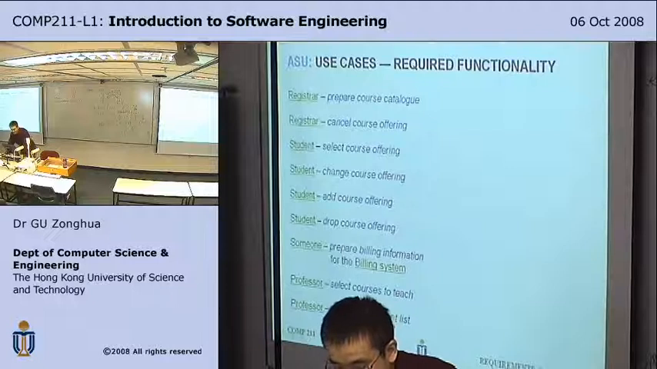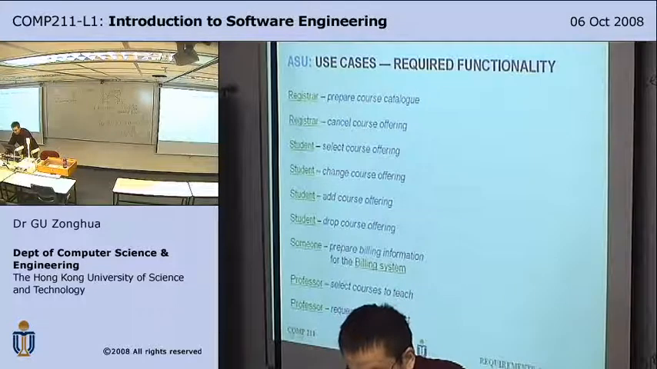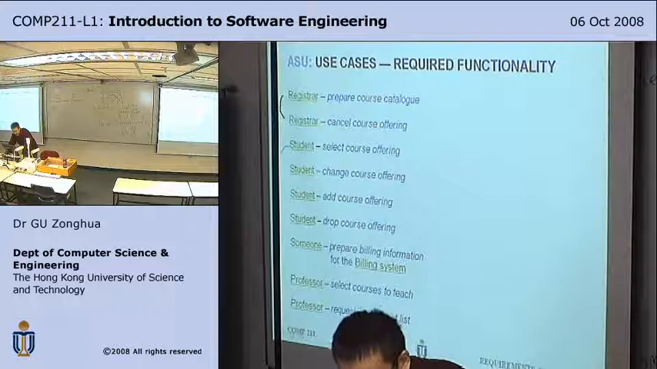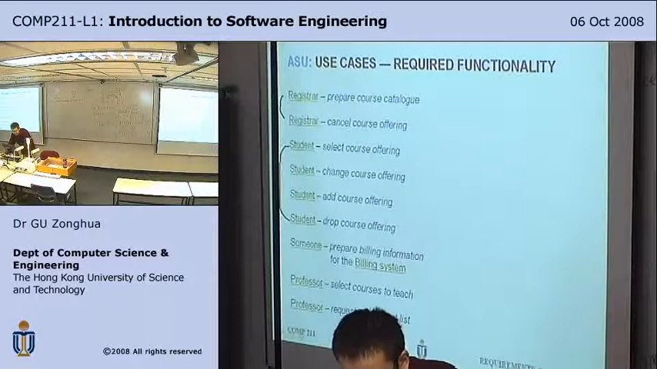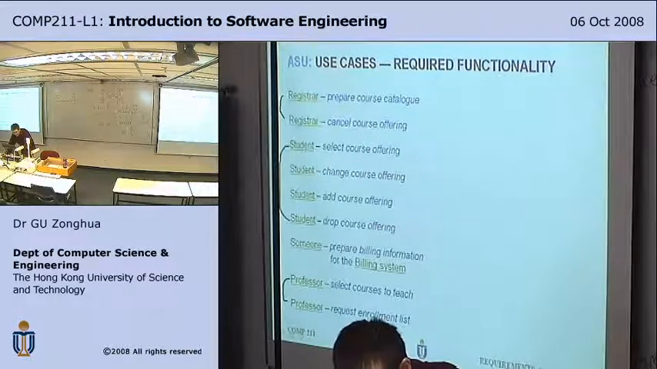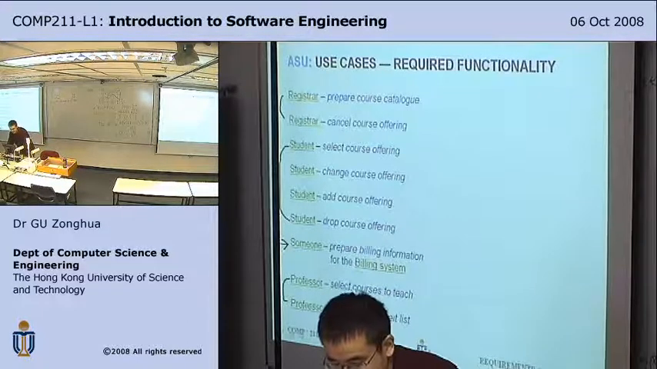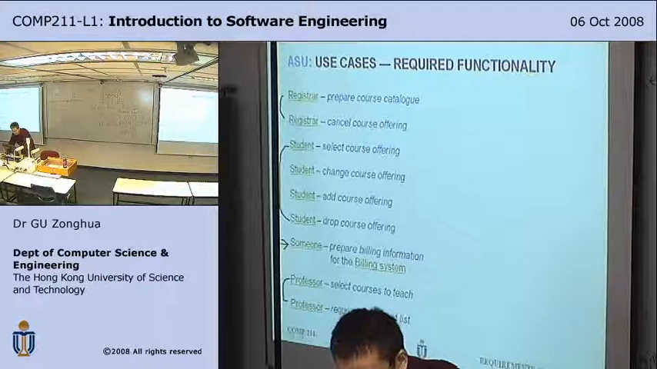So now we have all the actors and their functionalities. Registrar has 2 functionalities, students has 4, professor has 2. Someone here we haven't identified yet. So who prepares billing information for the billing system? We'll discuss that later.